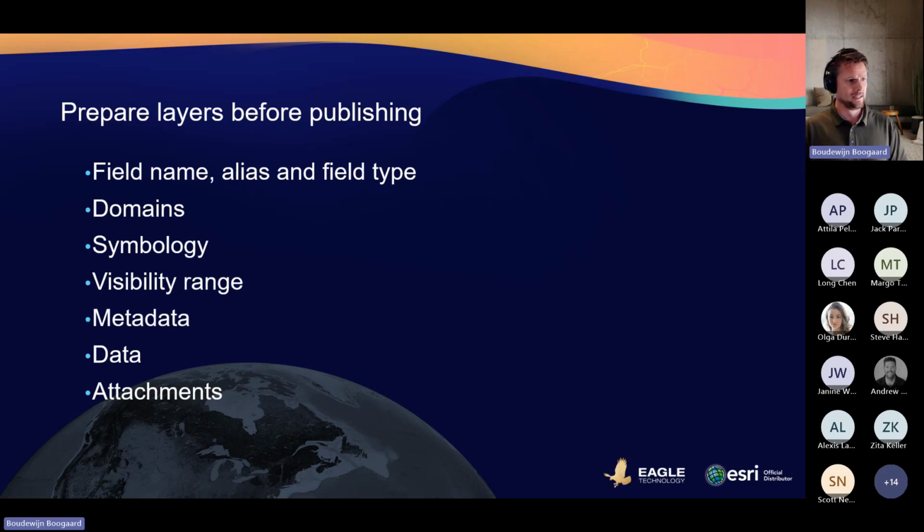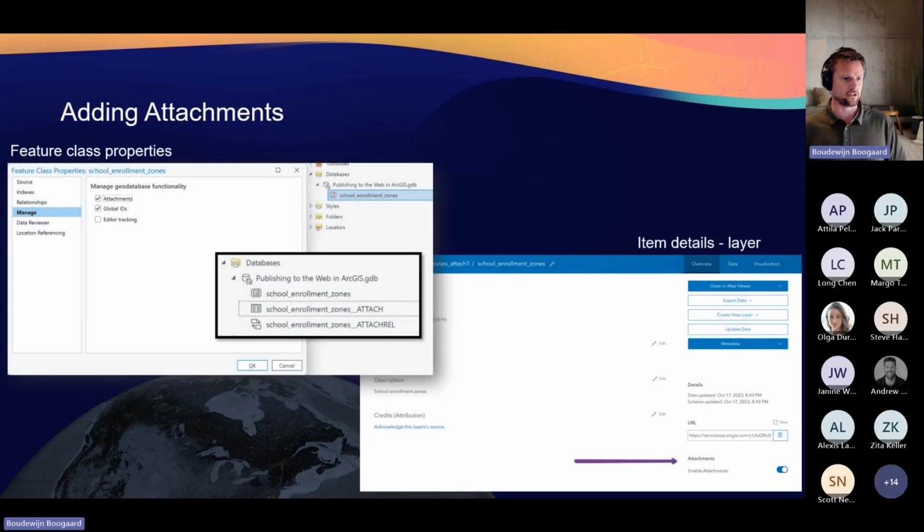And just one note on the attachments, because it may be a little bit hard to find, but if you go to the feature class properties in ArcGIS Pro, you can right click it and go to the properties of a layer, and you have the attachment checkbox. So if you check that one, it also adds the global IDs, and it will then create a relationship class and a table that will hold your attachments. And then if you publish that layer, the attachments will be enabled.